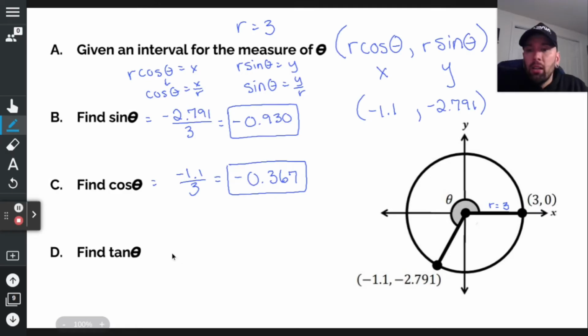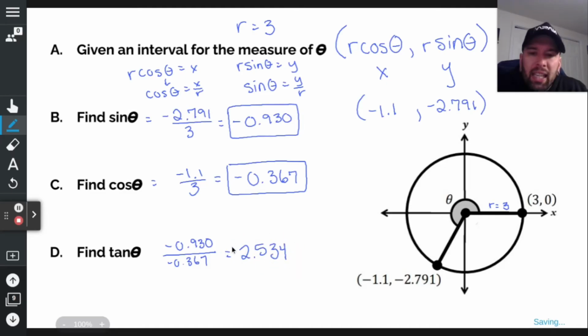And tan theta is basically the same thing as y divided by x, or sine over cosine. So negative 0.930 divided by negative 0.367. It's going to be positive. It's approximately 2.534.